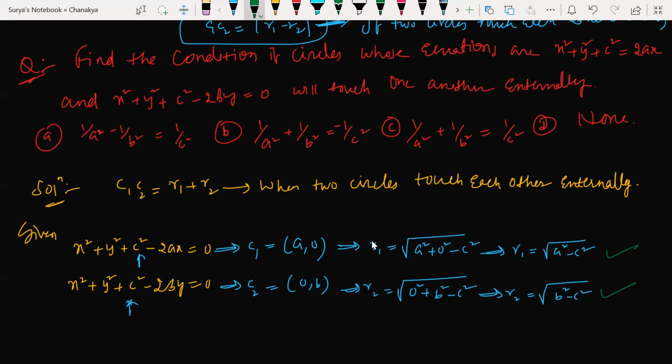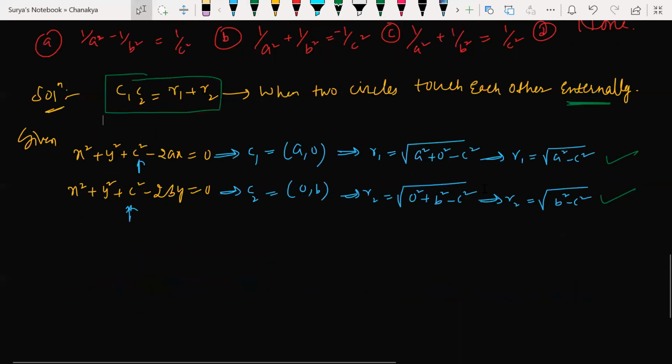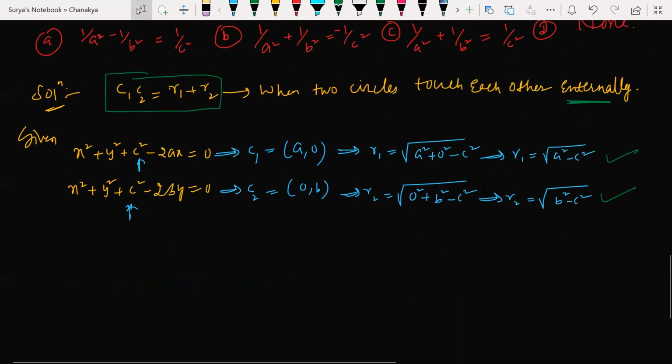When two circles touch each other externally, what is the condition? C1C2 is equal to R1 plus R2. This is a direct condition; you have to remember it. I just gave a clear-cut proof. Just substitute here. What is C1C2? For every question, you definitely have to find C1C2, the distance between both the centers.